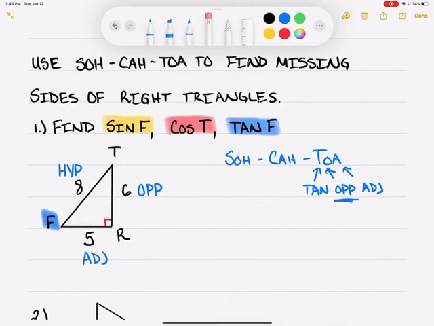So I know that the tangent of angle F is equal to 6, the opposite, over 5, the adjacent. Now let's actually go ahead and find some missing sides.